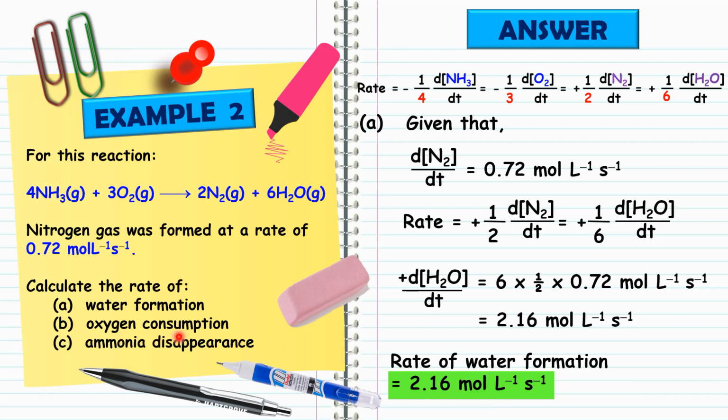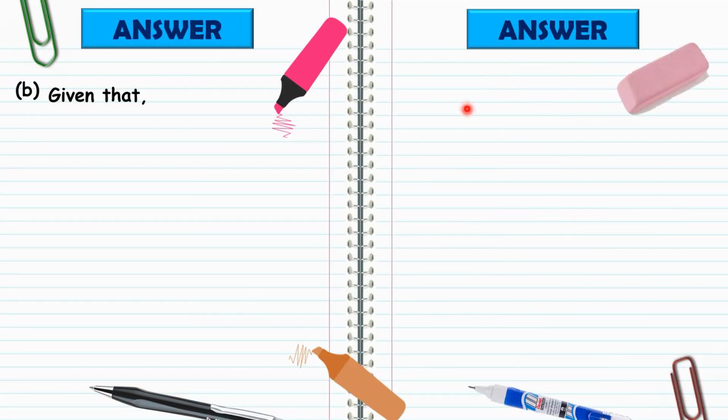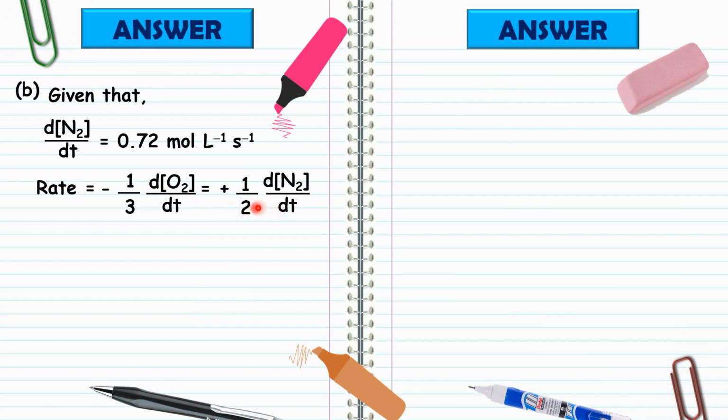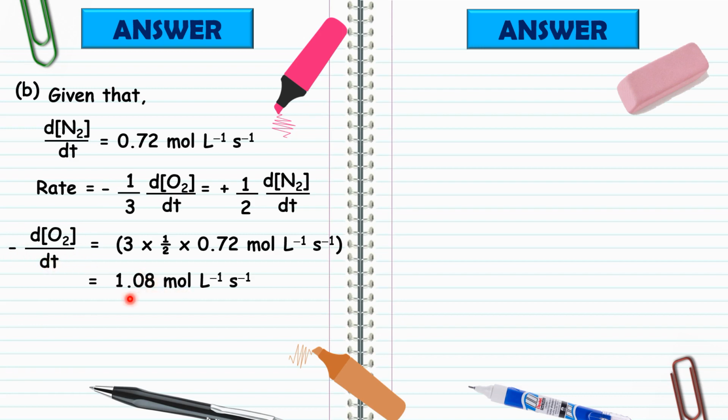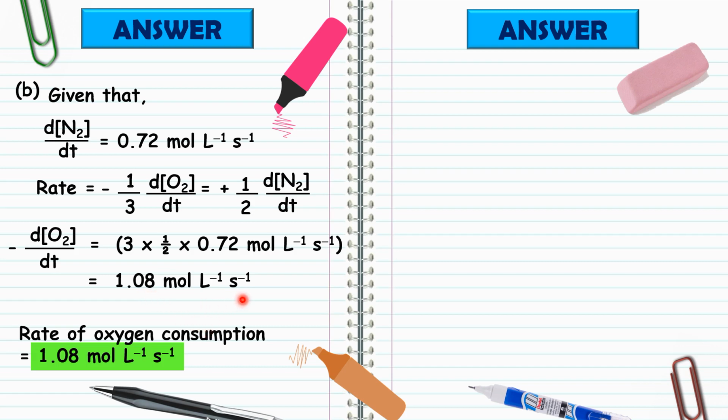Next, oxygen consumption, which means the rate of oxygen disappearance. So compare the expression for nitrogen with the expression for oxygen. So we get like this. We want to find out the rate of consumption of oxygen gas, which means this expression. So 1 over 3, you have to move to the other side and it becomes 3 times 1 over 2 times 0.72. The sign should remain in front of the expression. So we get the rate of consumption of oxygen is 1.08 mole per liter per second.